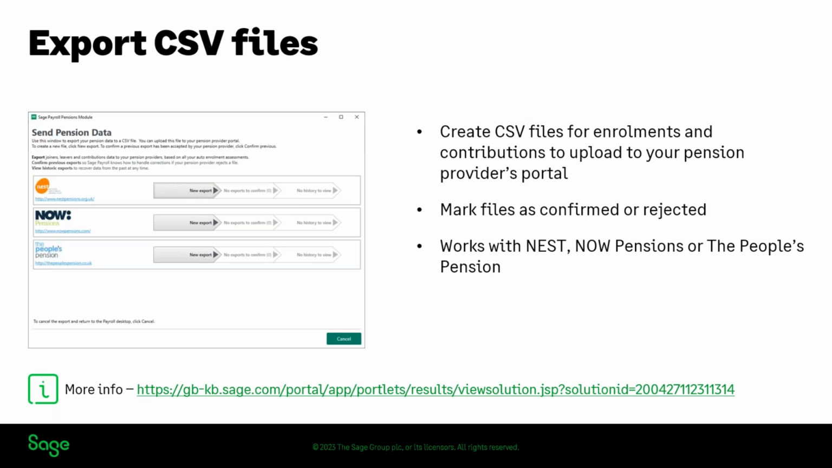And you would then confirm that that file was accepted. So you'd mark it as confirmed, or if it wasn't accepted for any reason and you need to make a change to the data first, you can reject it, make the changes, and then export the information again. So this one works with Nest, Now Pensions, or the People's Pension. And there's more information on the process from the link on screen.